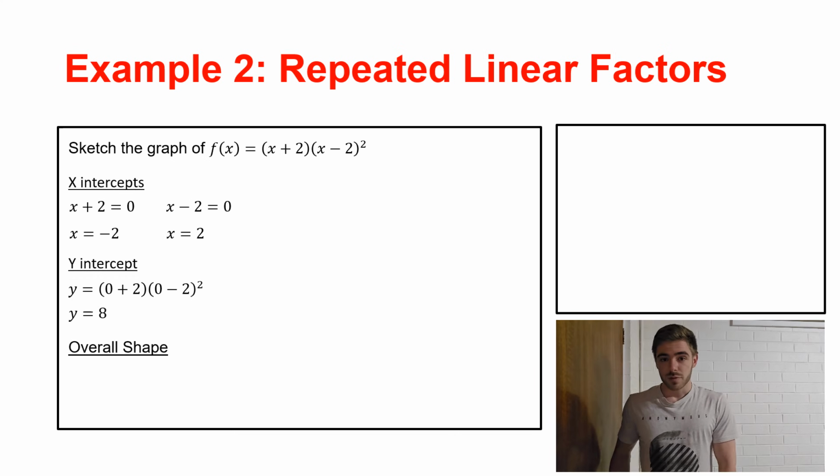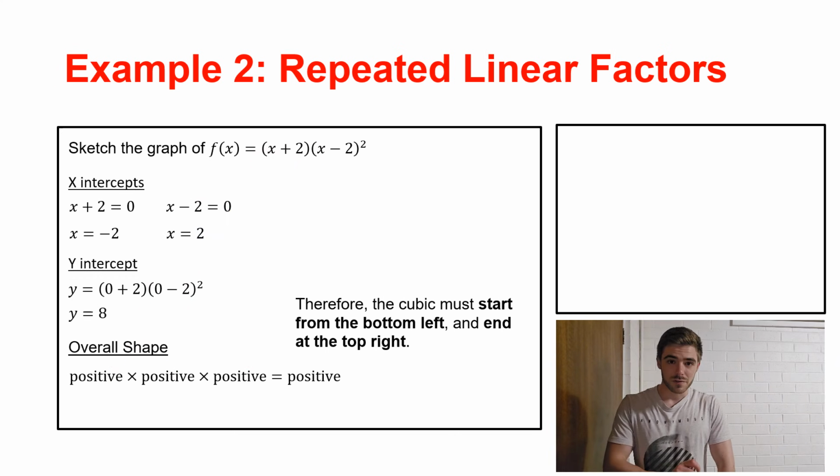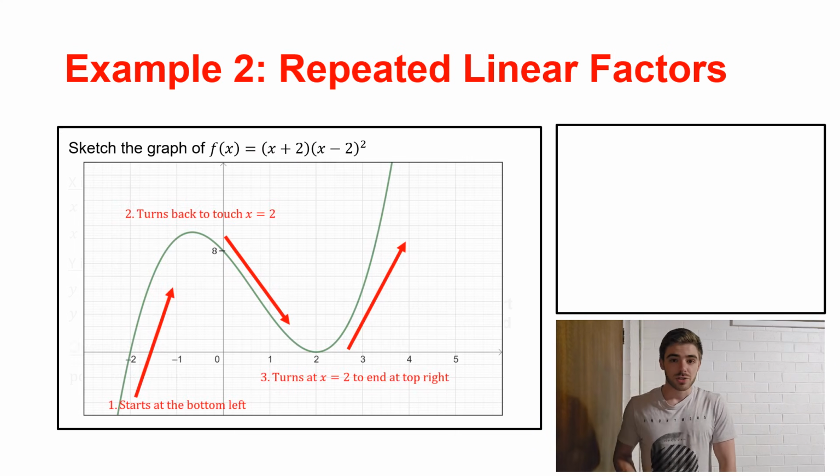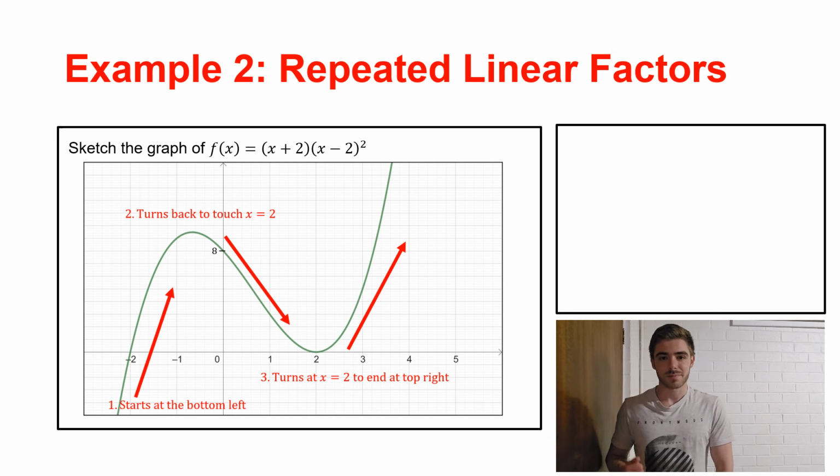Finding the overall shape of this cubic is a little bit different. There's actually 3 positive x's here, even though it might not look like it. There's 1 from the linear term, and there's 2 from the repeated linear term. The net result of 3 positive x's means we have a positive cubic, meaning we start at the bottom left and end at the top right. Like I mentioned earlier, notice how we now turn at x equals 2, rather than going right through it. This is due to the fact of it being a repeated linear term.